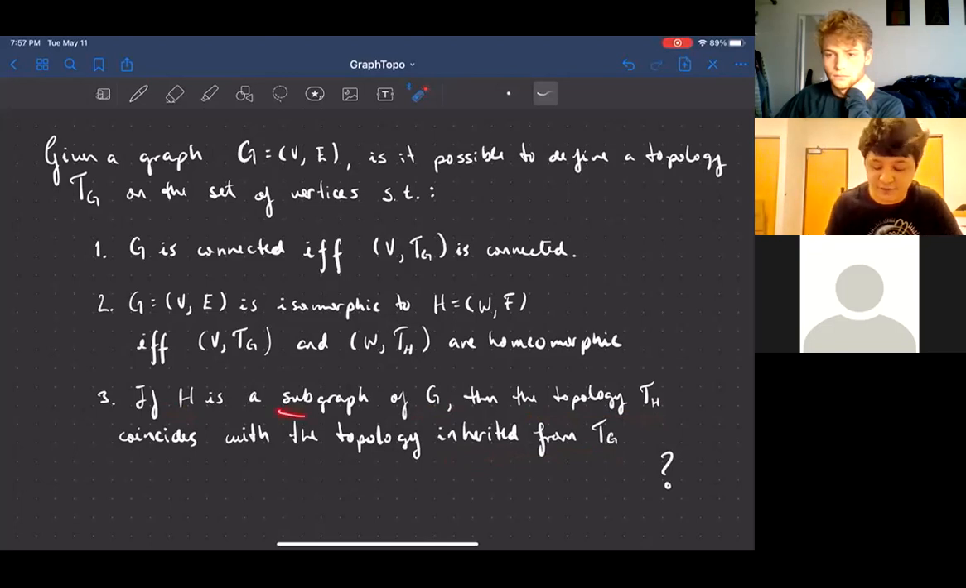Just to make sure, a subgraph of some graph is a graph such that the set of vertices is a subset of the set of vertices of the original graph, and same for the set of edges.